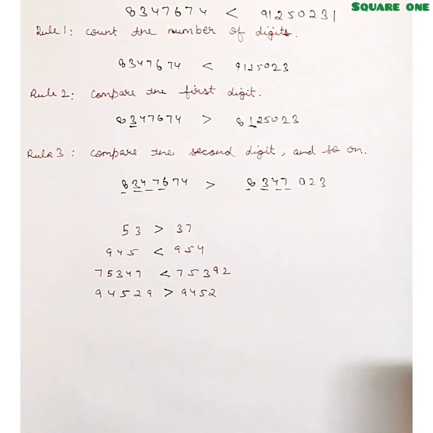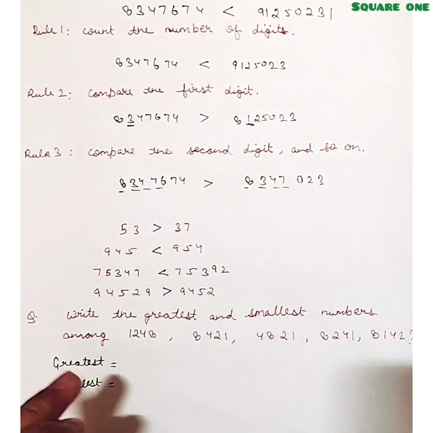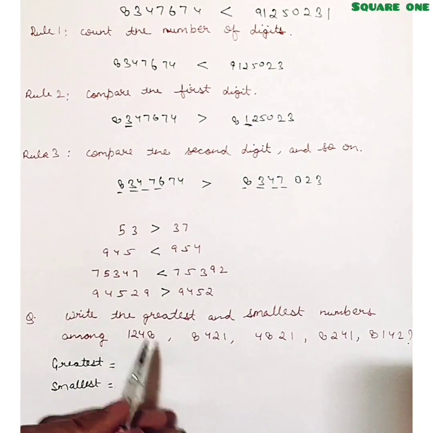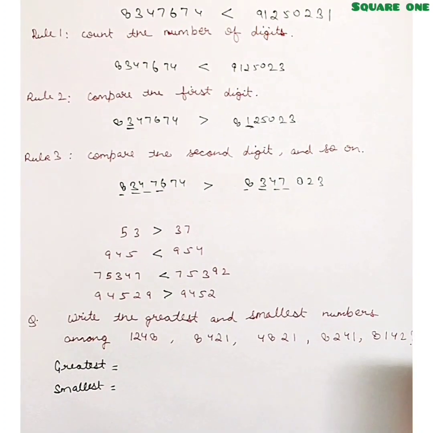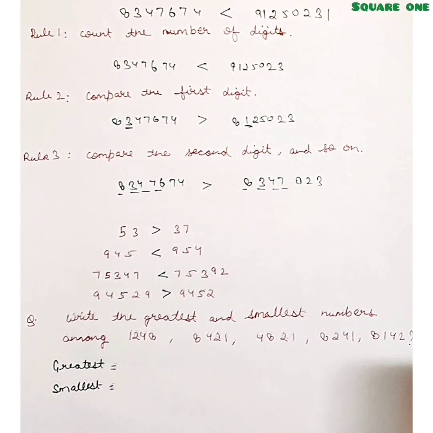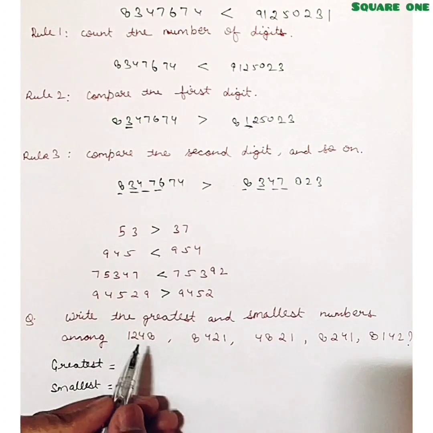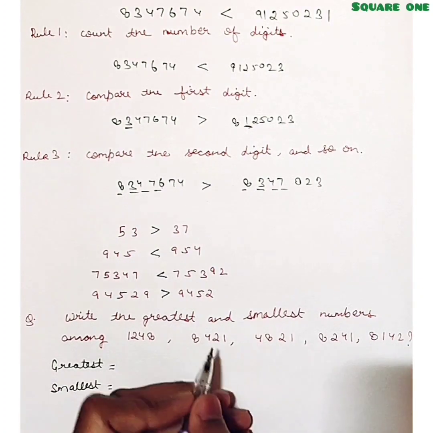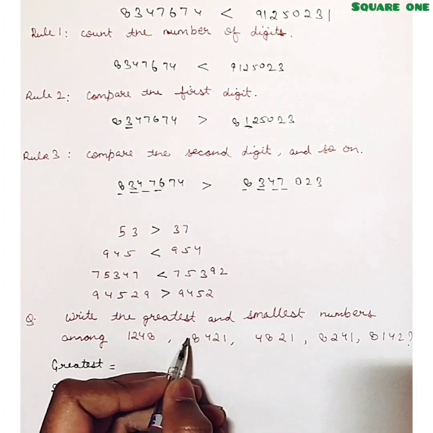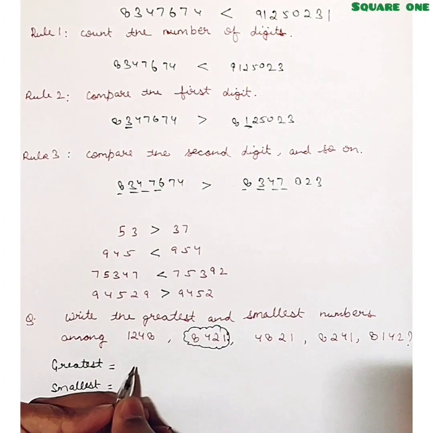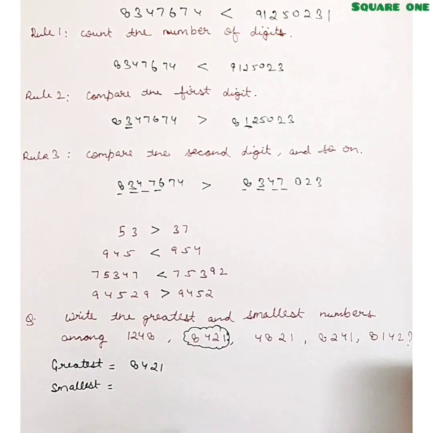Now let us see another type of question. We have been given these 5 numbers and we have to tell which of them is the greatest and which of them is the smallest number. You can see that all of these numbers have 4 digits. So what do we do? We compare the first digits. We see that 8 is the greatest first digit. But there are 3 numbers that start with 8: 8421, 8241, 8142. So we compare the second digit: 4, 2 and 1. 4 is the greatest, so 8421 is the greatest among these numbers. So the greatest number is 8421.